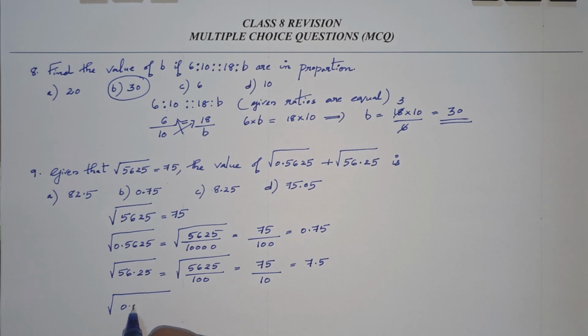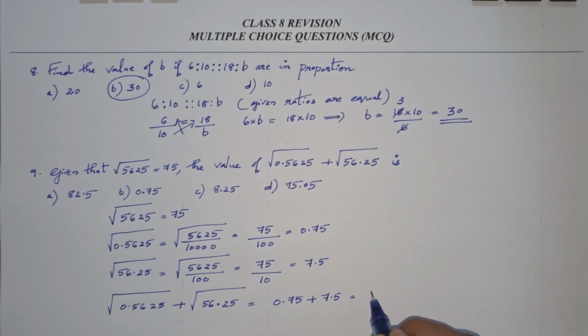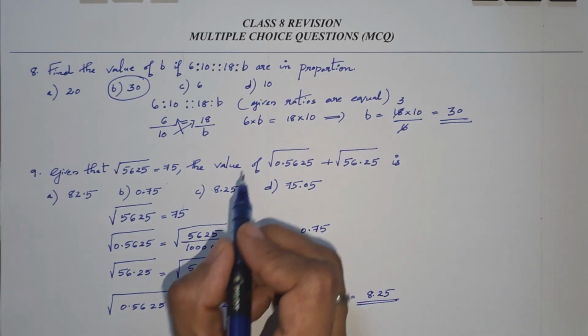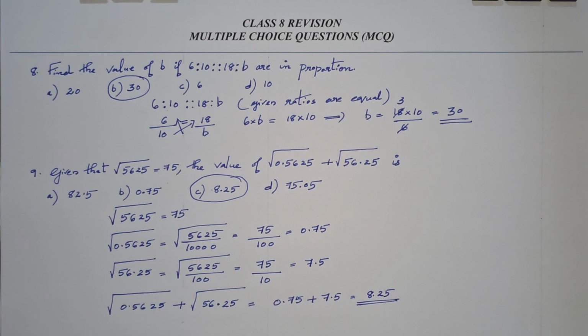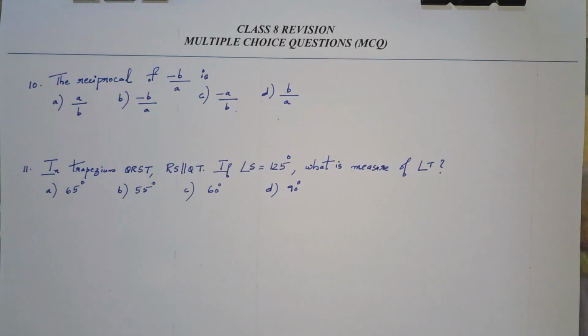Now the final calculation. Therefore, what is square root of 0.5625 plus square root of 56.25? That will be equal to 0.75 plus 7.5. That will give me 8.25 as the answer. So correct answer is option C. Now let's continue with the next question.